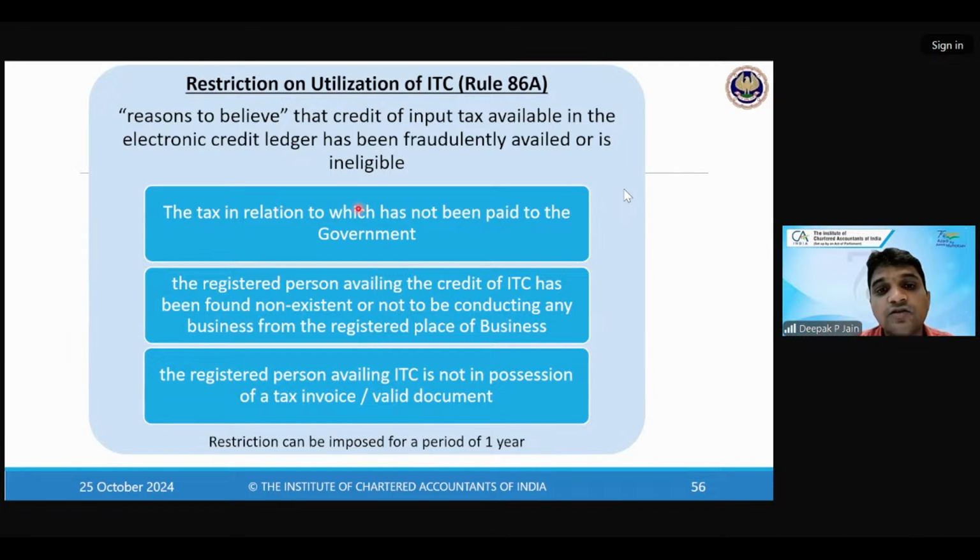Or the tax in relation to which has not been paid. The supplier has shown it in his GSTR-1 but not filed 3B and he is not found. Then the registered person availing the credit, found to be non-existent or not conducting business, will have a restriction imposed saying that your credit is blocked for 1 year, you cannot use your credit. Or in these 6 situations, the registered person availing ITC is not in possession of a tax invoice. One of the conditions of availing credit is that you should have a tax invoice. If you don't have one, then your credit will be blocked. So in these 6 instances, when the officer finds it under Rule 86A, he can block your credit.